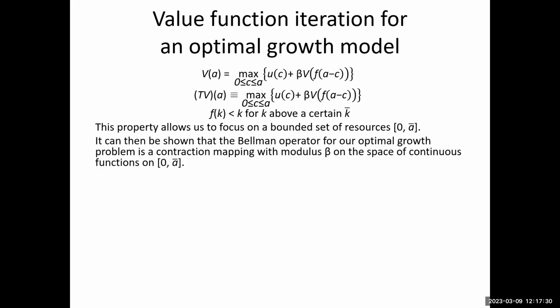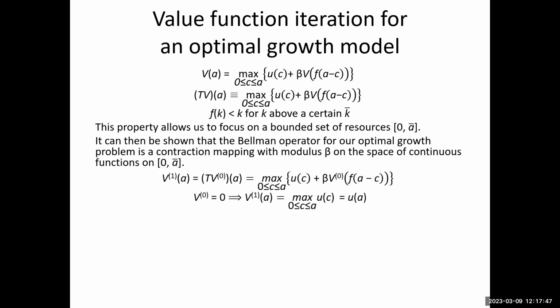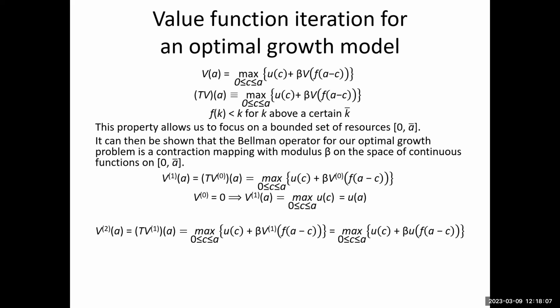It can then be shown that the Bellman operator for our optimal growth problem is a contraction mapping with modulus beta on the space of continuous functions on 0 to A bar. As before, we apply the Bellman operator iteratively. The first iteration applies the operator to an initial choice, V0. Again, making the standard choice V0 equals 0 yields V1 that simply equals the utility function evaluated at A. The second iteration applies the operator to V1 and so on.